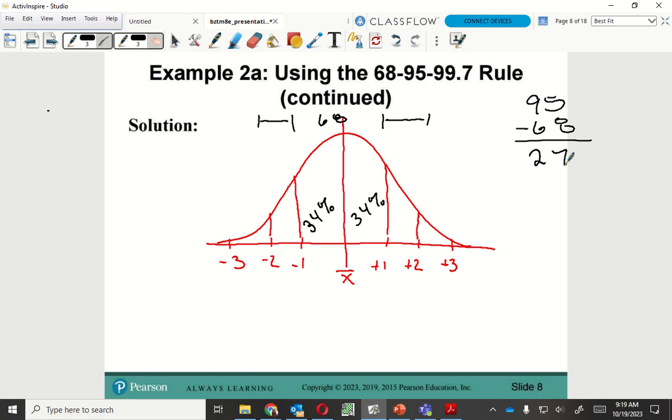But for each item, or every plus one or the minus one, 27 divided by 2. So just this right side over here, which is from plus 1 to plus 2, I'm going to add how much? 13.5%. All right, what about that left side then? 13.5% also.